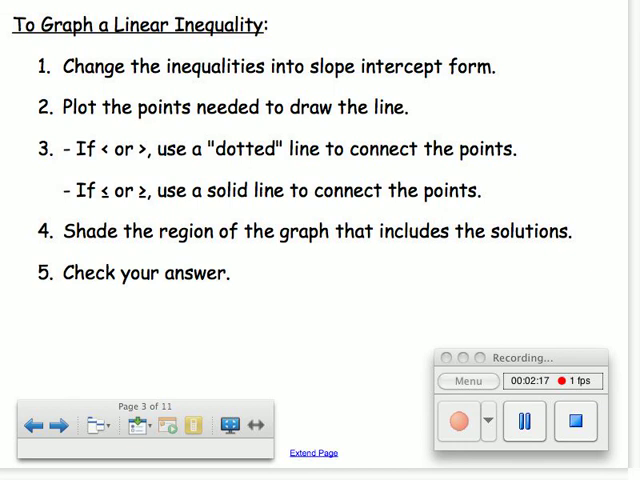After doing that, you're going to shade the region of the graph that includes the solutions. One thing that you'll notice when we're dealing with graphing linear inequalities is that there is an infinite number of solutions for every single inequality. You are responsible for knowing which side of the graph you have to shade that has all of those solutions. And you'll see that on the next page. And lastly, you check your answer. But if you do steps 3 and 4 correctly, checking your answer is actually already done. So on the next page, I'm going to show you how this works.